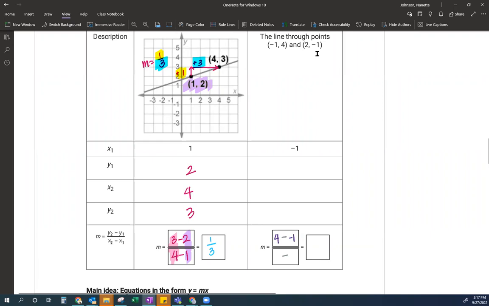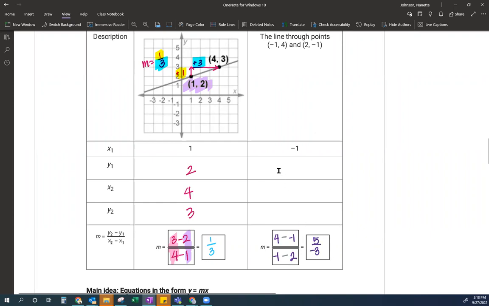So then I go 4 minus -1. And some students get confused and they think, oh, that minus is that minus, and it's not, because you have to subtract them. So 4 minus -1, and then -1 minus 2, right? So then I get a total of 5 over -3. So there's your answer, 5 over -3.